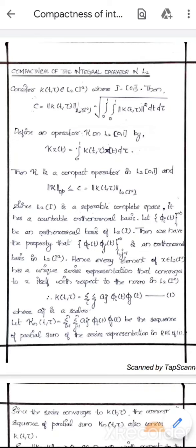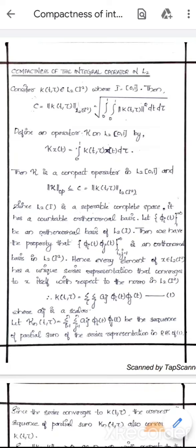We know what is a norm on L2 of I square, right? So with respect to the definition of that norm, we can say that C is equal to the norm of k of t comma tau, which is equal to the square root of the integral over 0 to 1, integral over 0 to 1, of the modulus of k of t comma tau, the whole square, dt d tau.